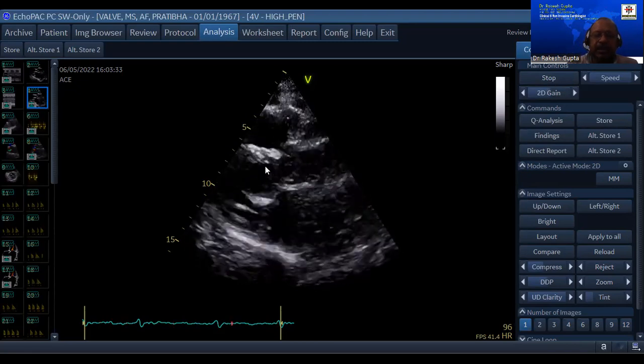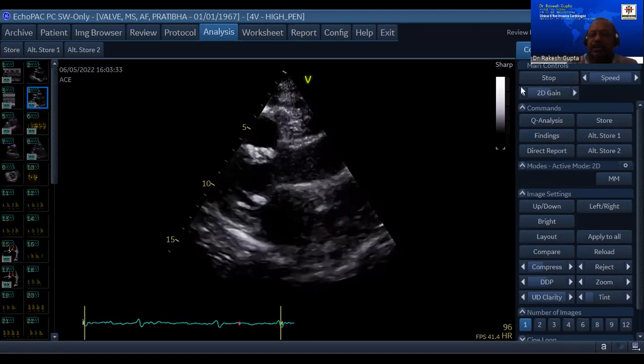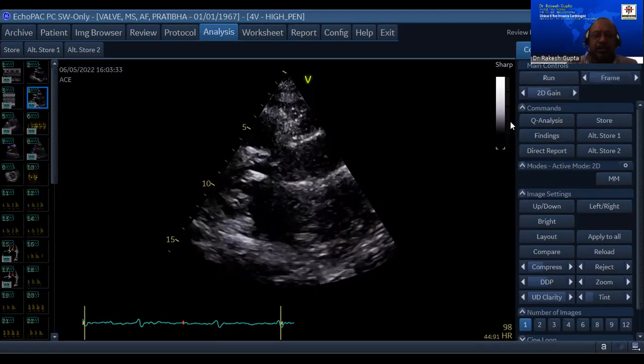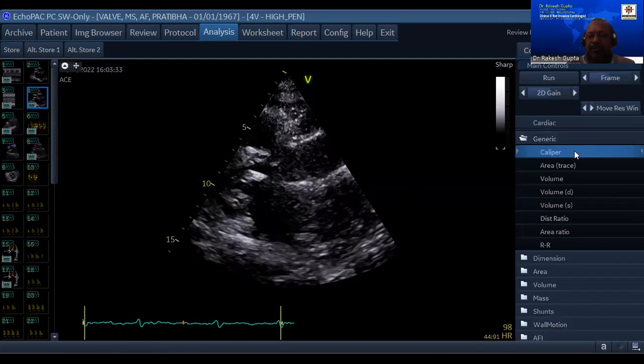Second is thickening of the leaflets. The tips of the leaflets are thickened. I'm going to show the thickening of the leaflets. This is the opening of the mitral valve, and we can measure the thickening of these tips. How do we measure the thickening? At the tip of the leaflets, it should be more than 5 millimeters in thickness. It's 0.8.